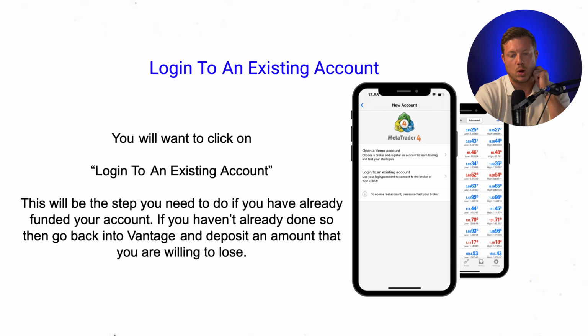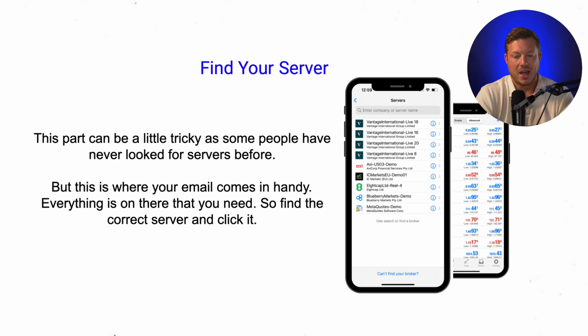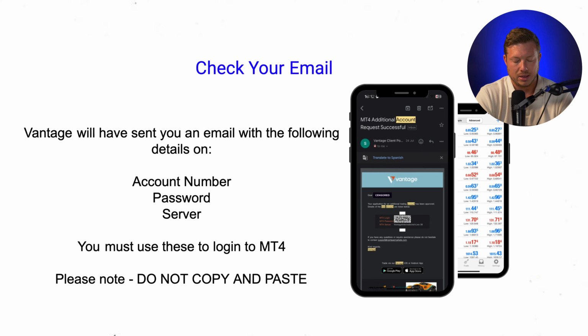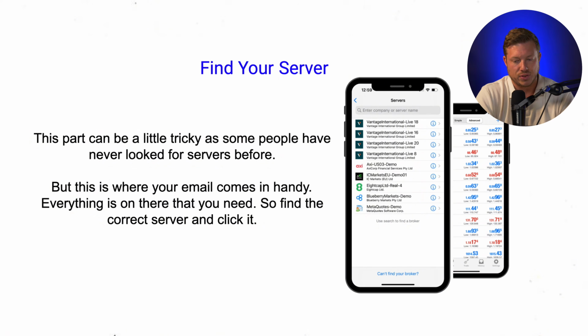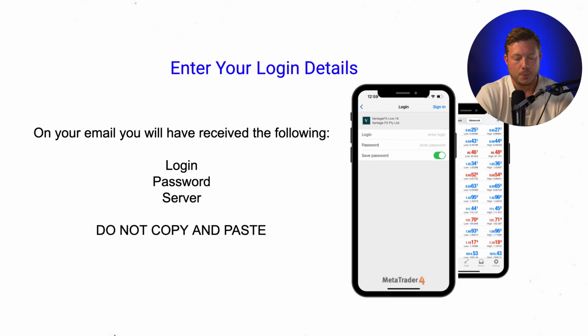So this is what it looks like once you click on log in to an existing account. You're going to click the bottom option there that says log in to an existing account, and then it'll bring you onto your server. You'll have been sent that in your email. You can see here at the bottom, it says MT4 server or MT5 server. All you're going to do is search for that in there. And then once it comes up, you're going to put in the login and the password that you get sent.